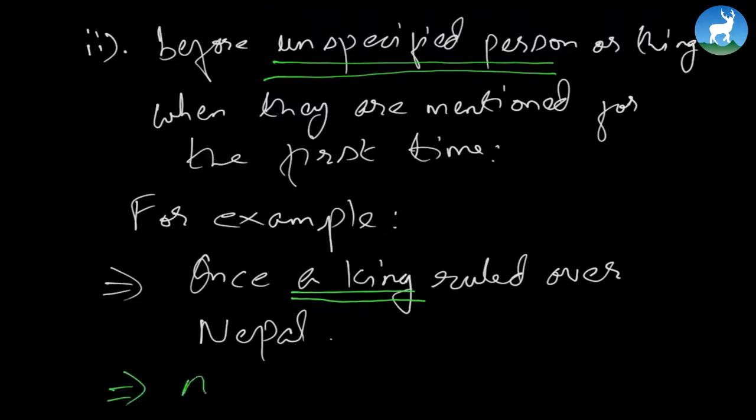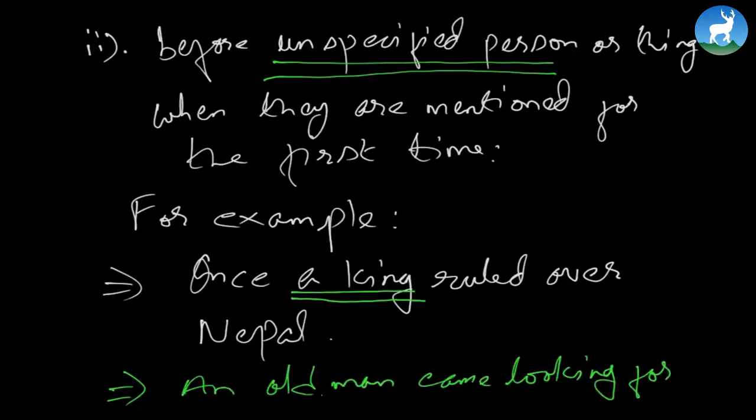Similarly, let's go with one more example. An old man came looking for you. Here again, an old man, an unspecified person. We don't know who the old man is. So if you are home and an old man comes to your house to visit you, and then he goes, and if you are notified that an old man came to your house, that would puzzle you, because you would not understand who the old man actually was.